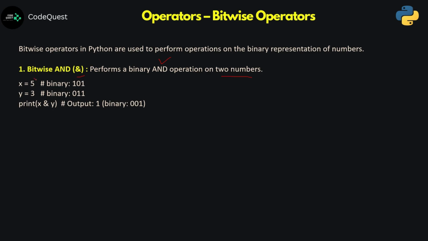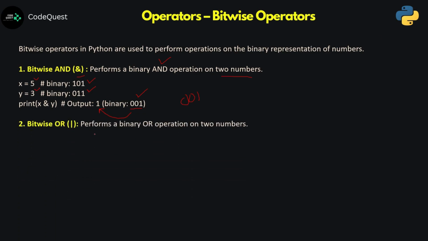Let's say we have taken x equal to 5, whose binary representation is 101, and y equal to 3, whose binary representation is 011. When I apply bitwise AND on these binary numbers, when the bits are 1 and 1, the resultant is 1. When the bits are 0 and 1, the resultant is 0. And again 1, 0 gives me 0. So the binary representation of x AND y, with the values 5 and 3, is 001, which in decimal is nothing but 1.